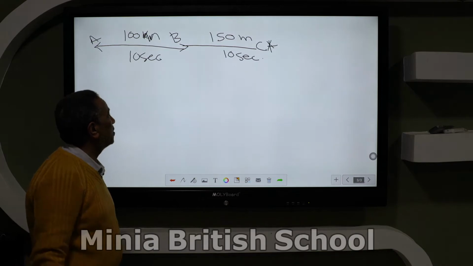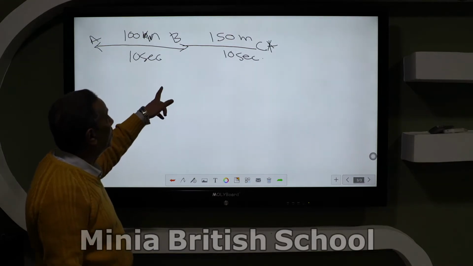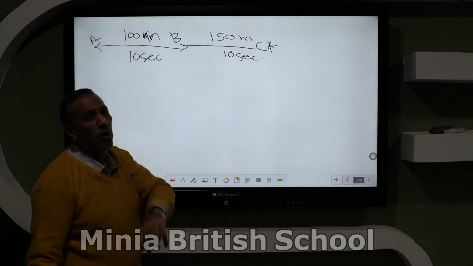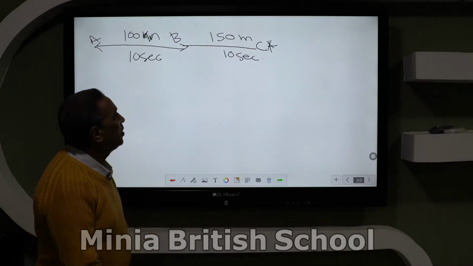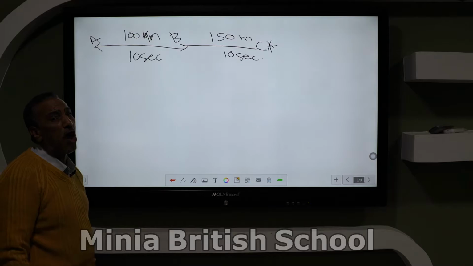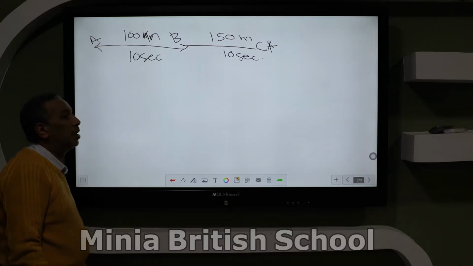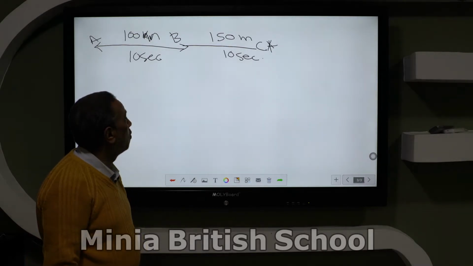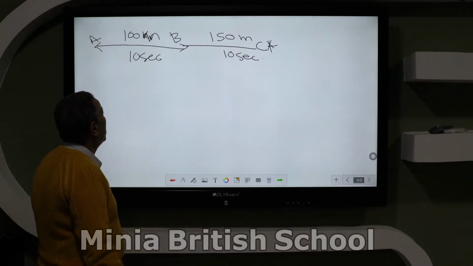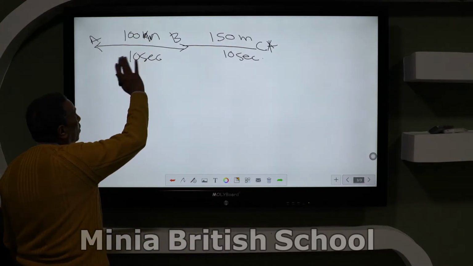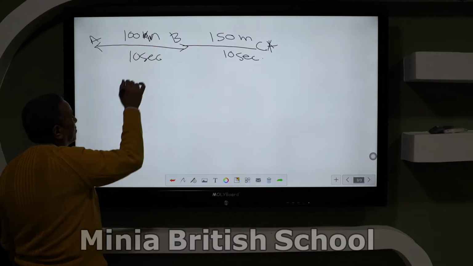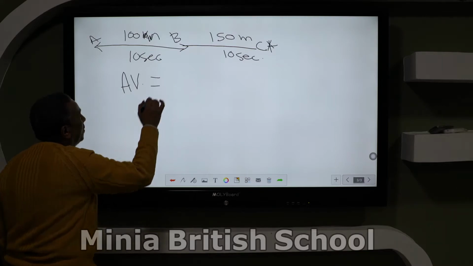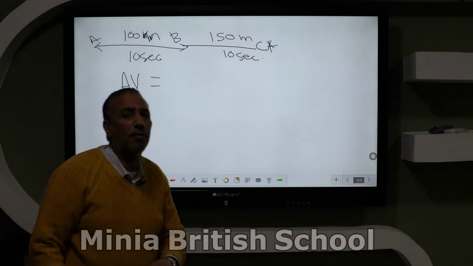If the body covers unequal distance in equal intervals of time, or equal distance in unequal intervals of time, that means this body is moving with irregular speed, or non-uniform speed. And in this case, you have to get the average speed, which is the third type of speed.